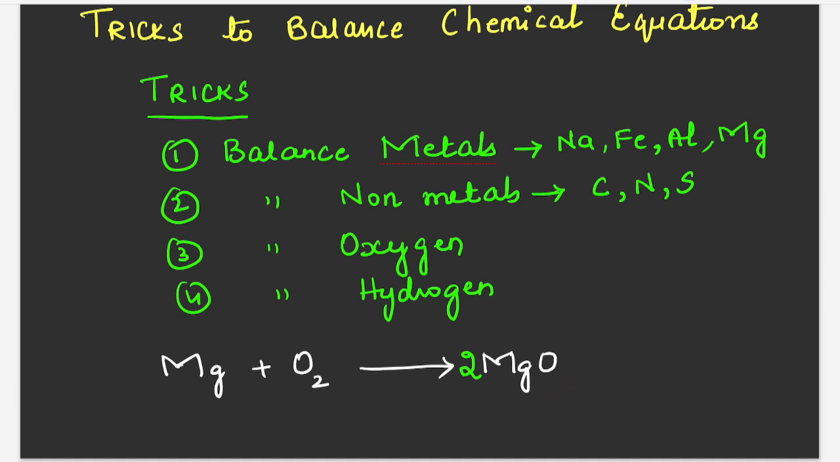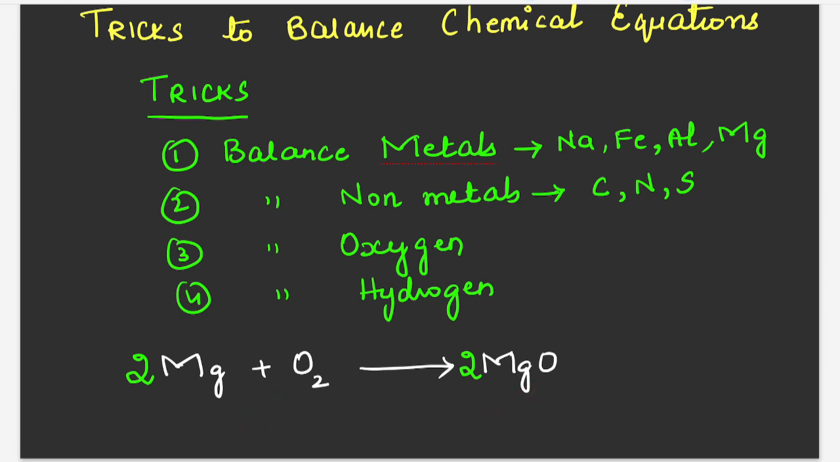Once again you have to check. Now magnesium: you have 1 here, and here 2 magnesium atoms are present. Again magnesium is not balanced. Here you have 1 and here you have 2. Therefore we have to balance magnesium. Again, write 2 on this side. Now check again. 2 magnesium balanced, 2 oxygen balanced. So this is called a balanced equation.